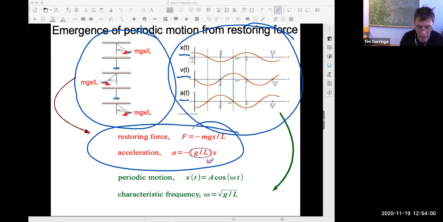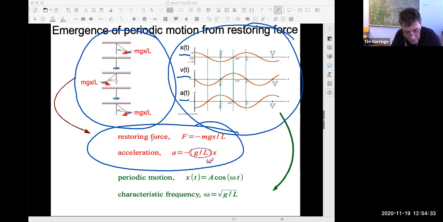Likewise here, we can write down an equation for the acceleration of the mass on the string in terms of the displacement of the mass from the equilibrium point. And again here, we'll see that there's a coefficient that determines the relationship between the acceleration and the displacement. And again, that coefficient corresponds to the square of the characteristic frequency of, this time, not the mass spring system, but the simple pendulum system. So that's what I did here.